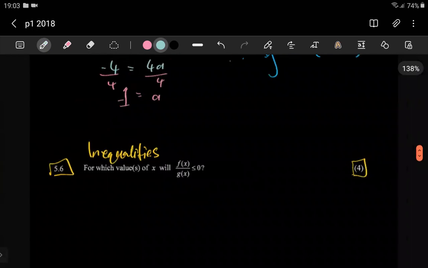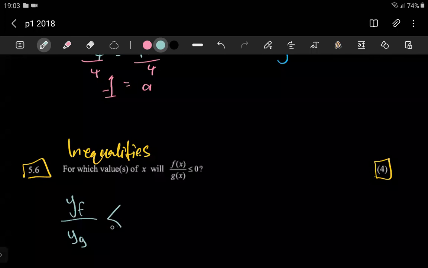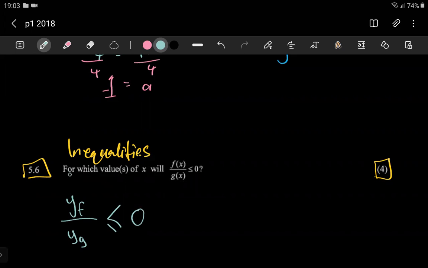Why struggle unnecessarily? But the way to understand these questions is you need to keep in mind that anytime they're referring to f(x), they're just talking about the y values of f. Anytime they're referring to g(x), they're just talking about the y values of g. So the question is asking, where will this expression be a number that is smaller or equal to 0? For which values of x will this expression be smaller or equal to 0?